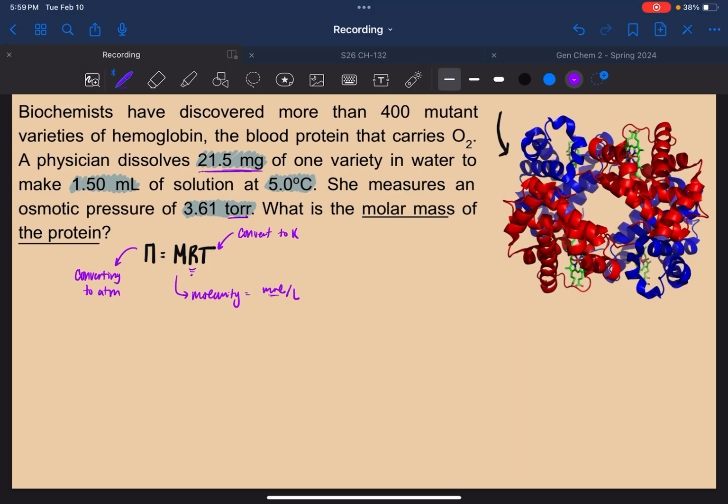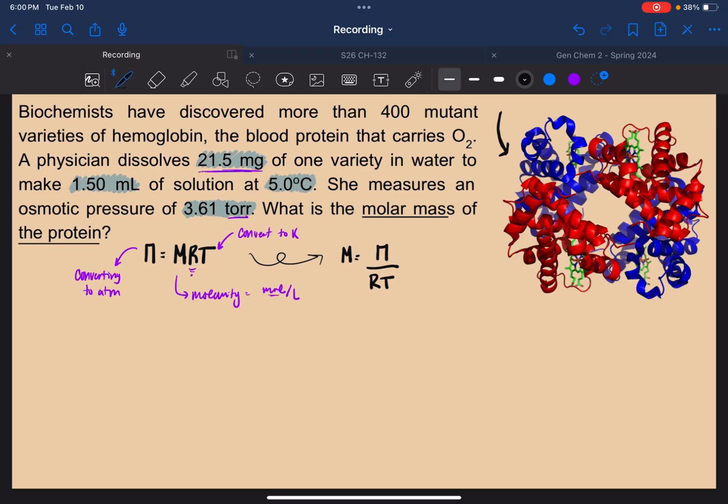So the first thing I'm going to do is just do a quick little flip of this formula so that I'm solving for what is actually unknown, which is molarity. So molarity is capital Pi for osmotic pressure over RT. And then I can start converting things and plugging them in.